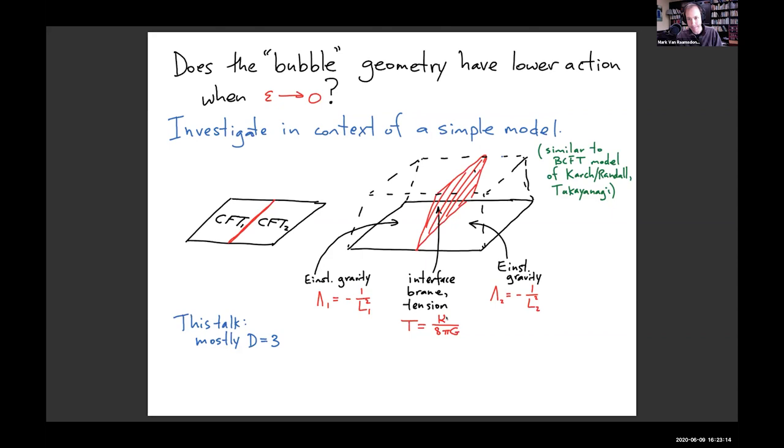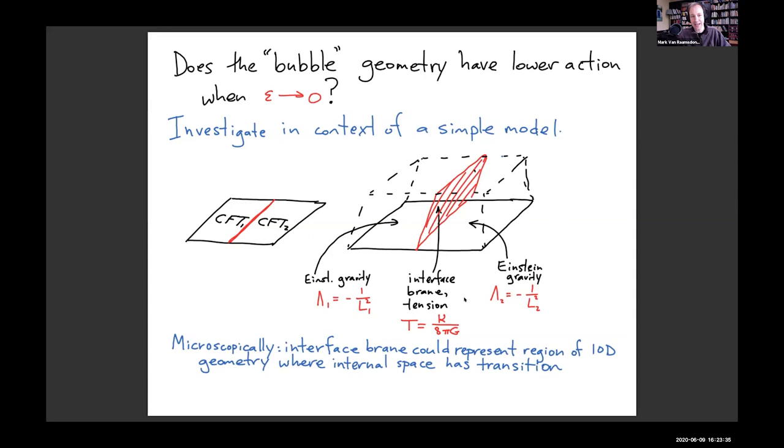Okay, and so it's similar to models for BCFTs that have been discussed by Takayanagi, and Karch and Randall. Of course we could have more complicated models where the interface brane is coupling to other fields. Or microscopically, if we had a 10D theory in the bulk, this interface brane might just represent a transition region where the internal space geometry is one thing on one side, and then makes a transition over some length scale to some other internal space on the other side. That's what happens in some of the microscopic solutions that would be dual to N=4 with different values of N on either side of an interface.